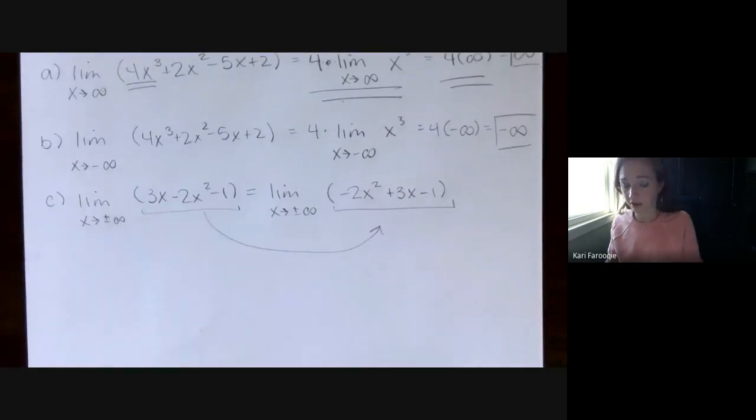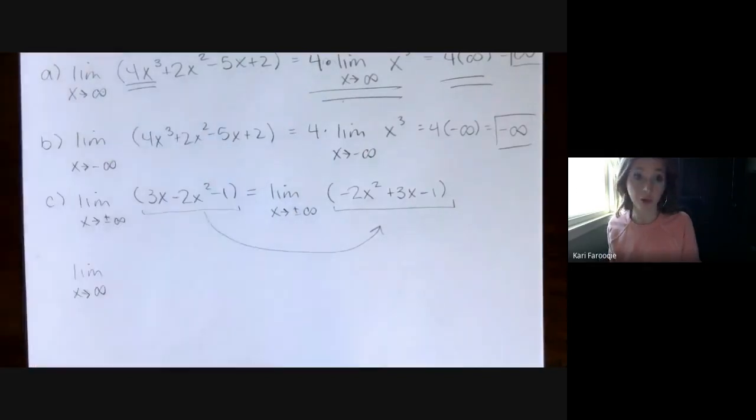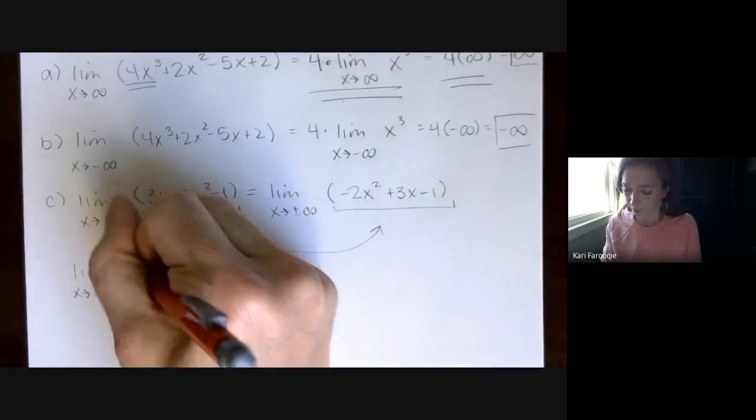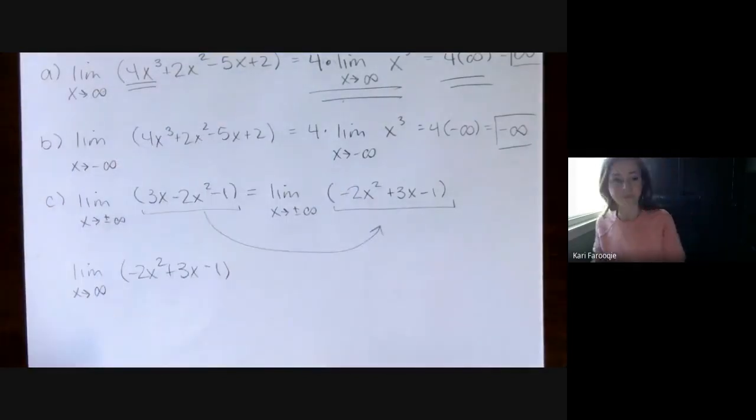Okay, so let's look at these limits separately. First, we'll look at what happens as we approach positive infinity. So negative 2x squared plus 3x minus 1.